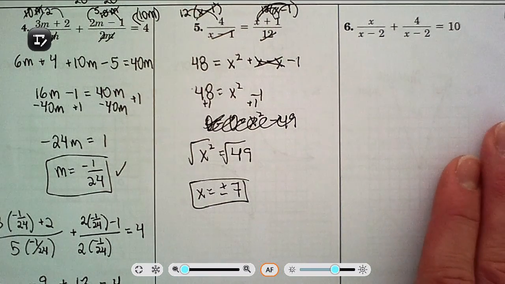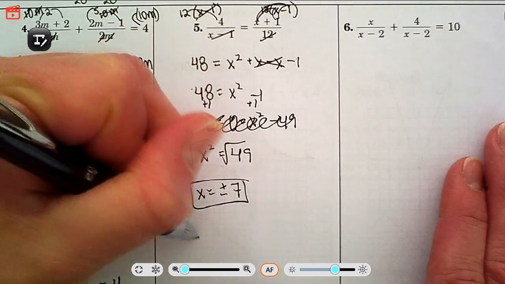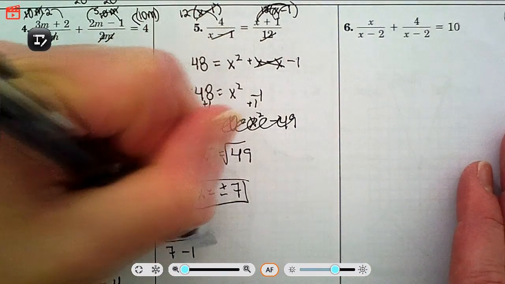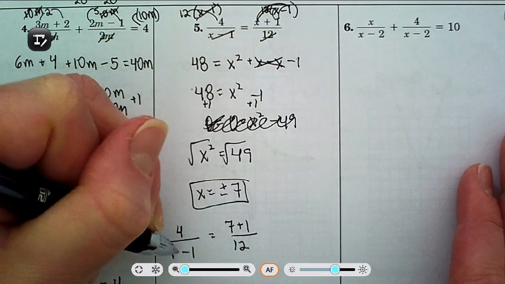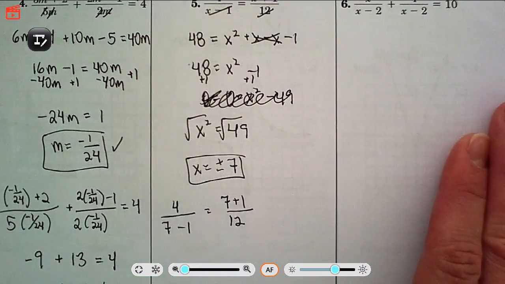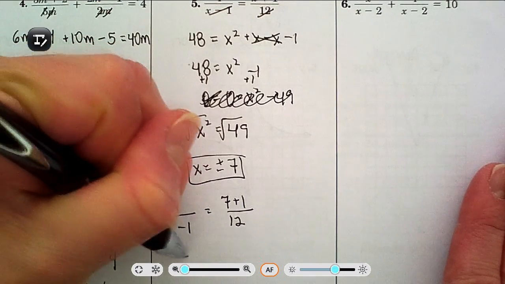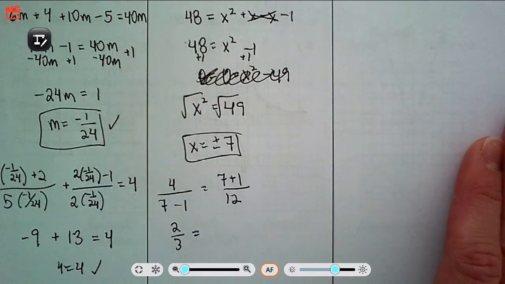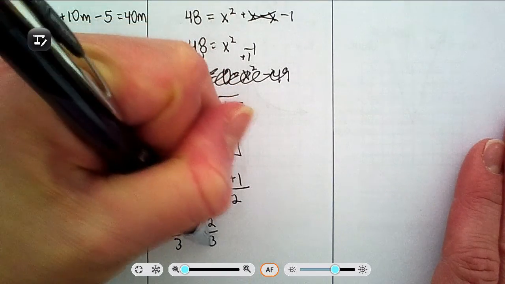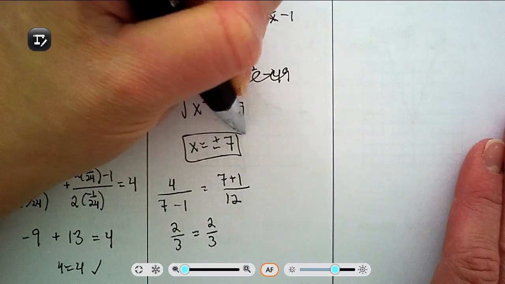Okay, we should check both values. 4 over 7 minus 1 equals 7 plus 1 over 12. 7 minus 1 is 6. 6 reduces to 2/3. 7 plus 1 is 8. 8/12 reduces to 2/3. Okay, so positive 7 works.